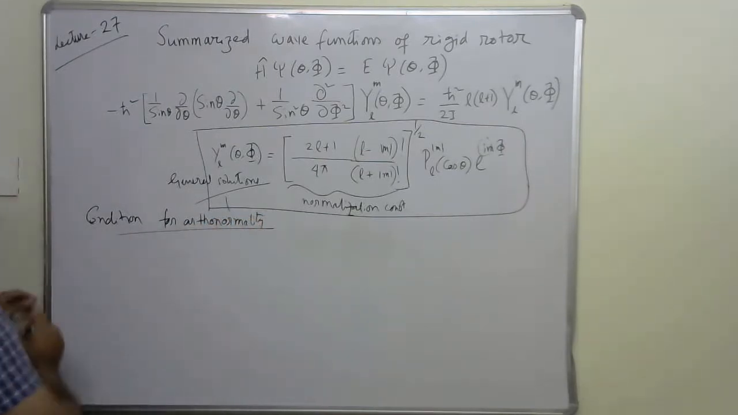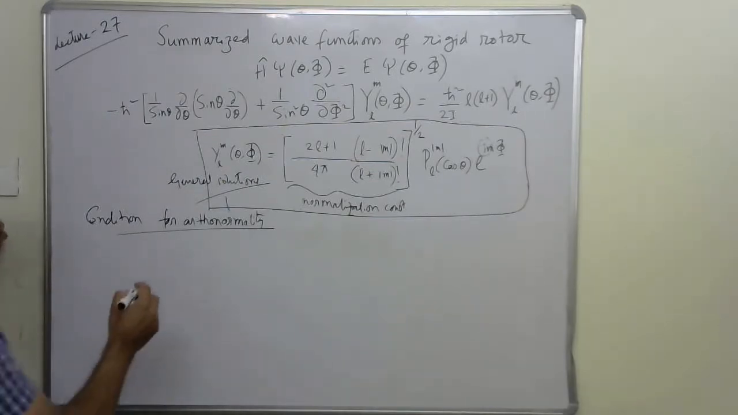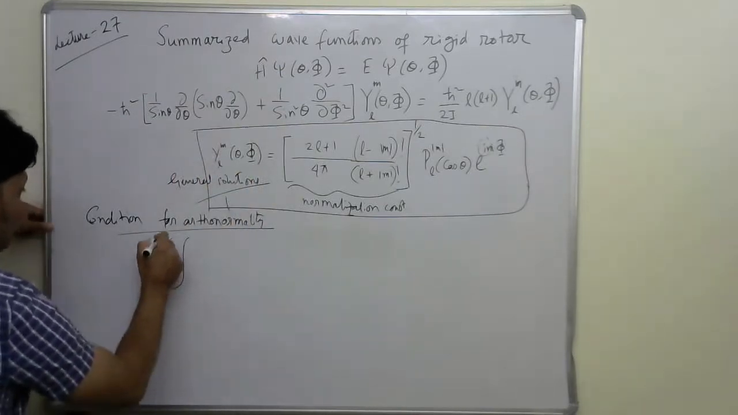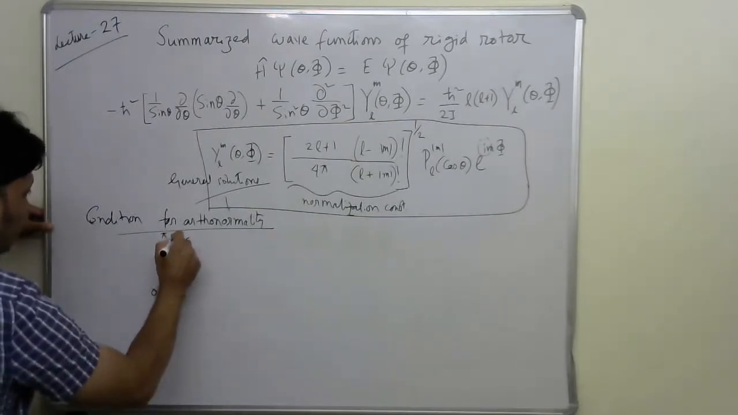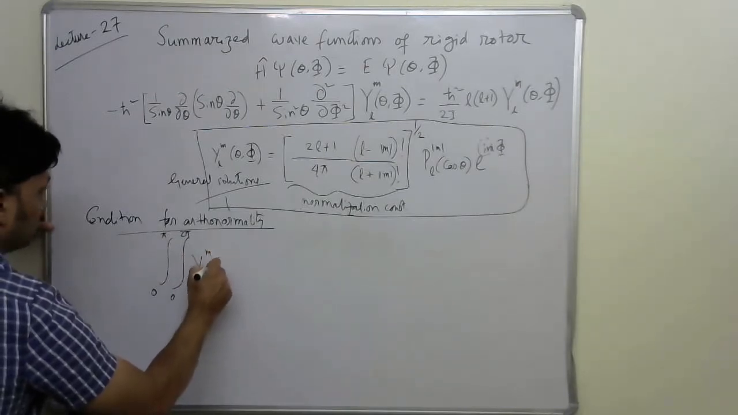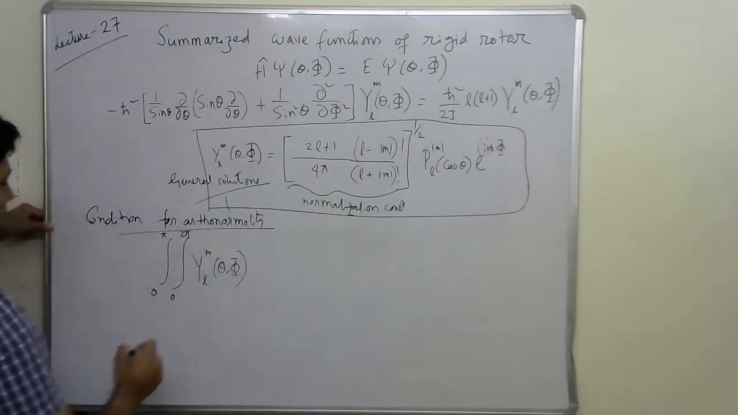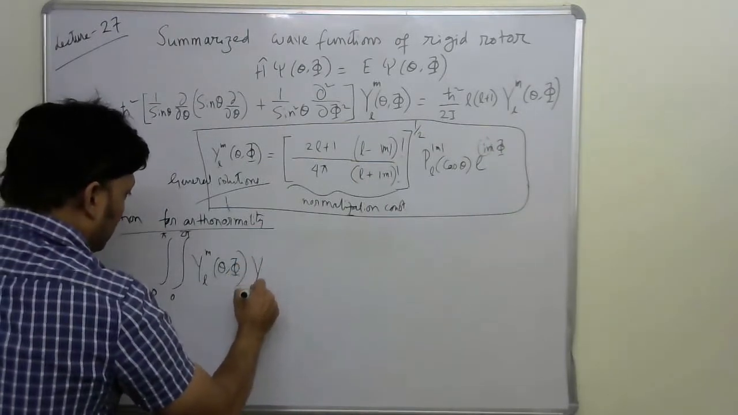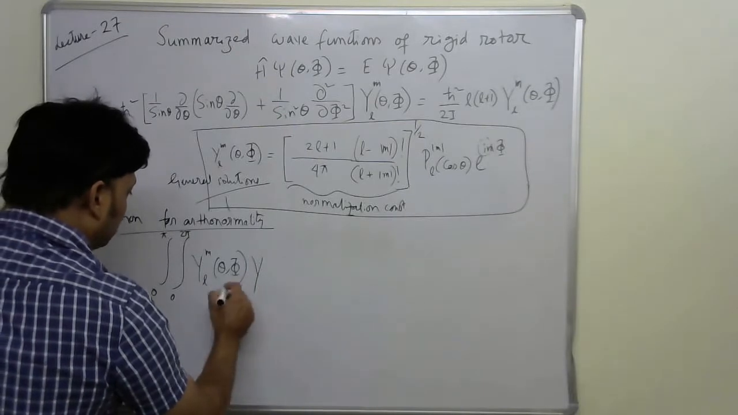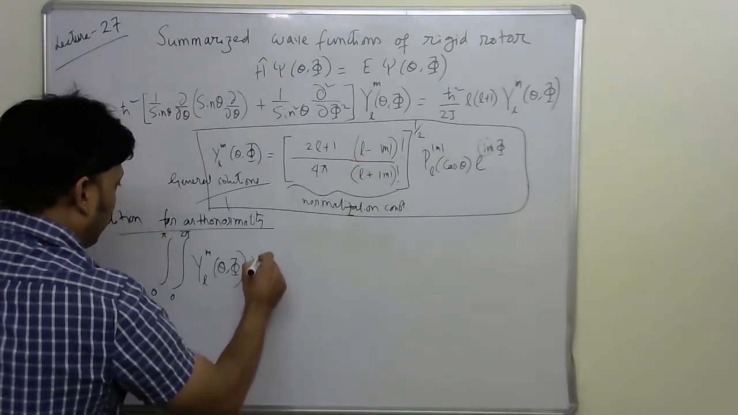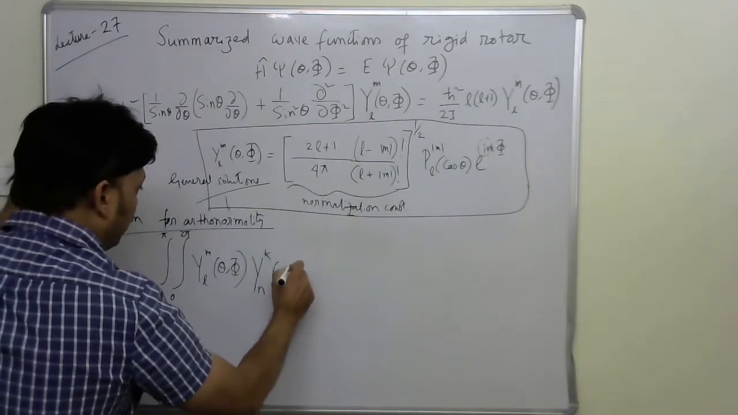Or condition for orthogonality. Anyway, the condition is obviously you have to integrate over the whole limit. The limit is 0 to pi for theta and 0 to 2 pi for phi. And then we have two arbitrary functions, Y_lm(theta, phi), multiplied with, instead of another thing like we can have n here and we can have k here, Y_nk(theta, phi).